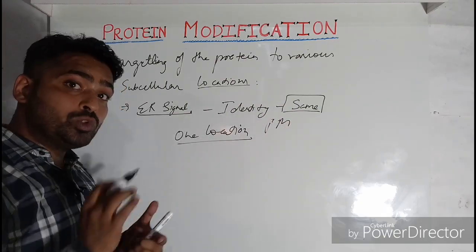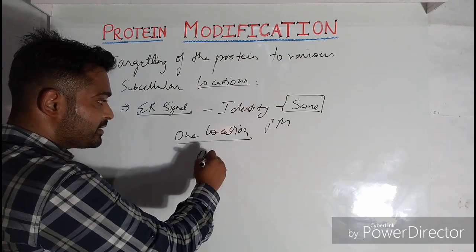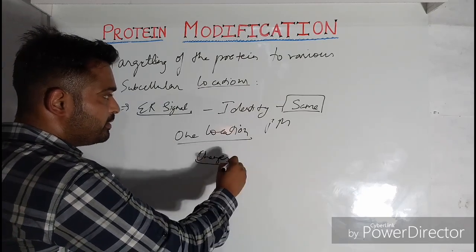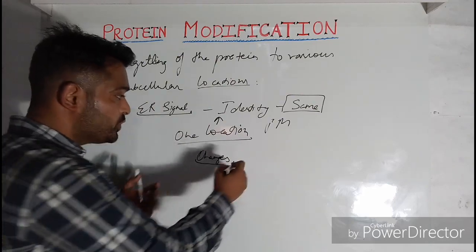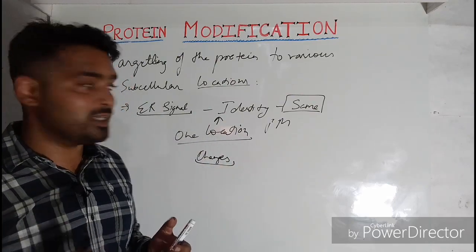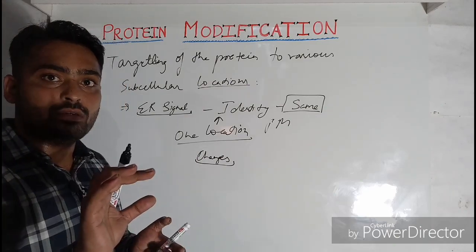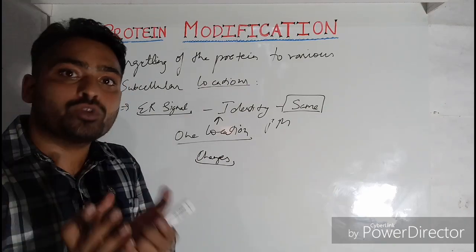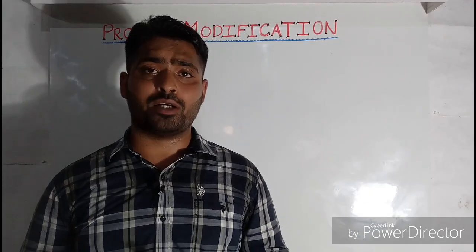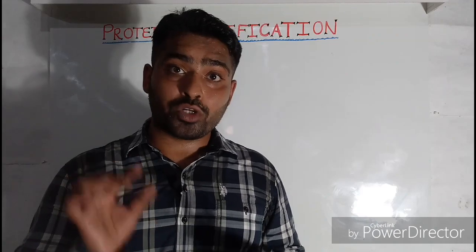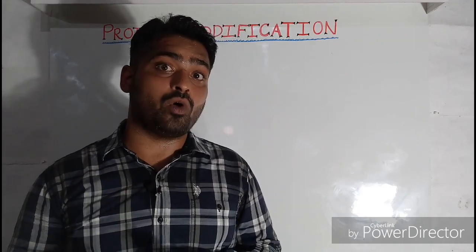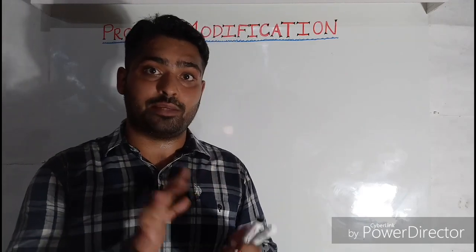So in order to do that, we need these changes, because they are all the same. If we do not do these modifications or changes, they will not go anywhere, because they do not know where to go. That is the thing. So this was just the introduction part to protein modification. In the future videos, we will be talking about the detailed mechanism of all these modification types which we have just discussed.